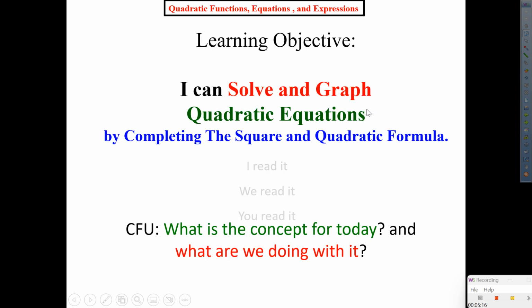All right, copy the objective for today. We're going to get started right away. Get a Cornell note. Our objective for today is solve and graph quadratic equations by completing the square and quadratic formula. But today we go into applications.